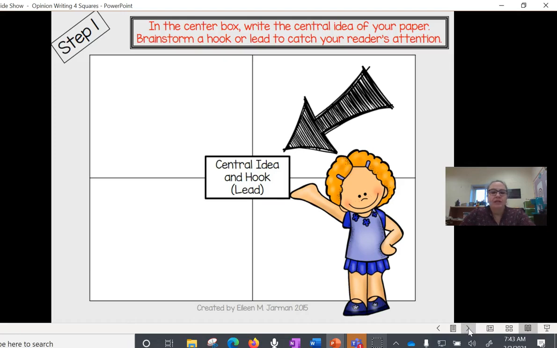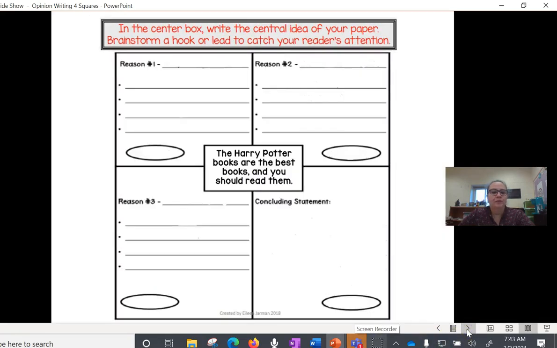So the very first thing that you're going to do is the center box. In that center box, this is where you're going to state your opinion and you want to hook your reader. This is what you're going to try to convince the reader of. So we've created one here. In the center box, we've written the central idea: The Harry Potter books are the best books, and you should read them. So that's my introduction sentence. That's where my opinion goes in that middle box.